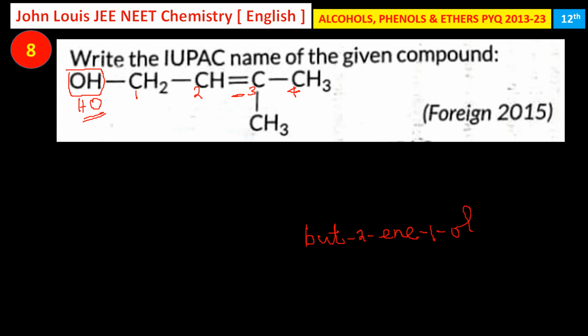-1-ol. As I told you already before, this is a vowel. Therefore, this E should be dropped here. So this name will be but-2-en-1-ol. Is there any branch here?